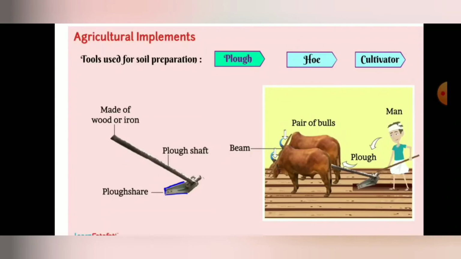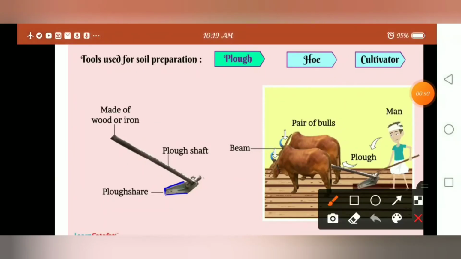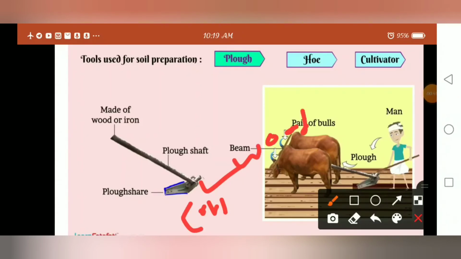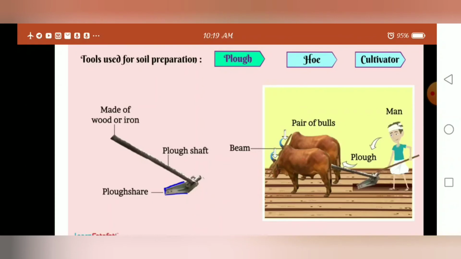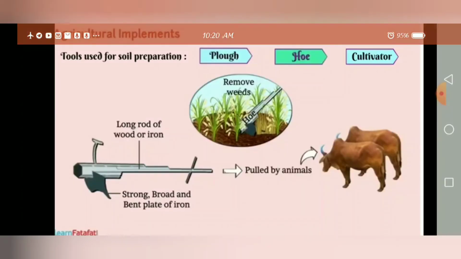What are weeds? Weeds are unwanted plants. The plough is made of either wood or iron. Understood? And it is drawn by a pair of bulls or other animals, and it contains a triangular iron strip called the ploughshare.